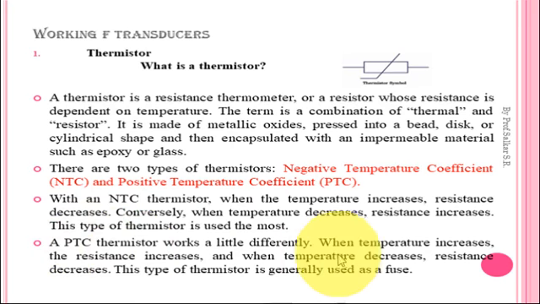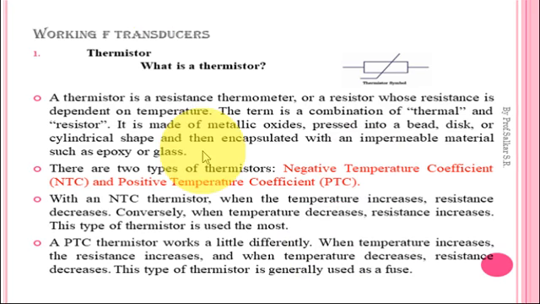NTC. That is, when temperature increases, resistance also increases, and when temperature decreases, resistance also decreases, and this type of thermistor is used as a fuse. So in PTC, the temperature and resistance are directly proportional to each other. So this is how there are two types of thermistors available in the market depending upon the material used.